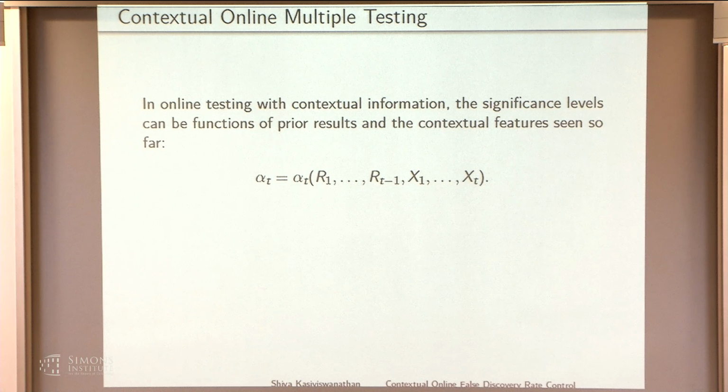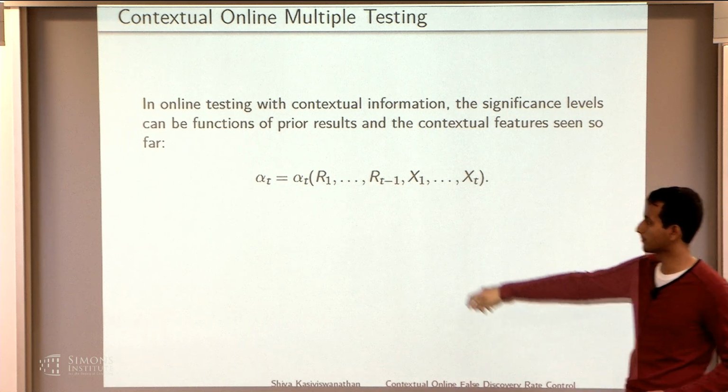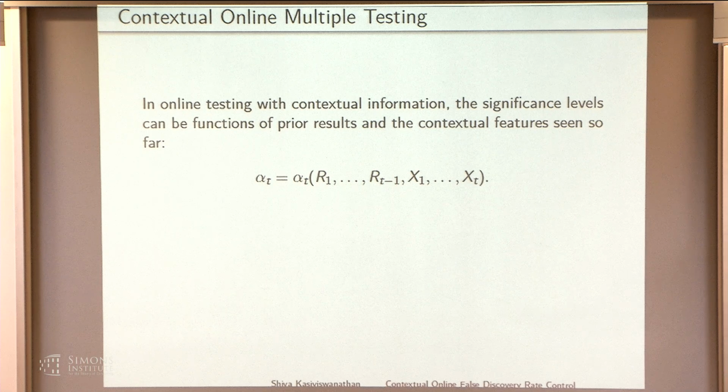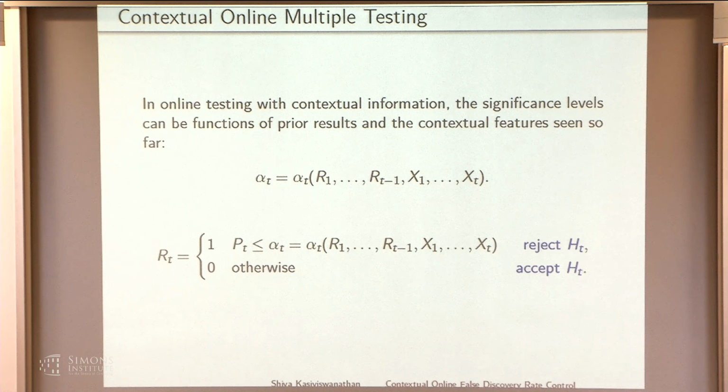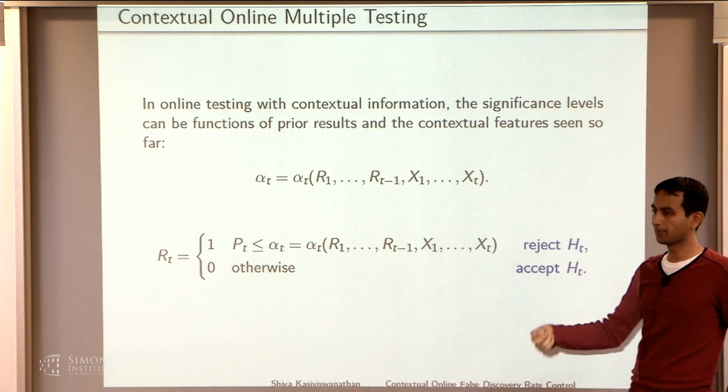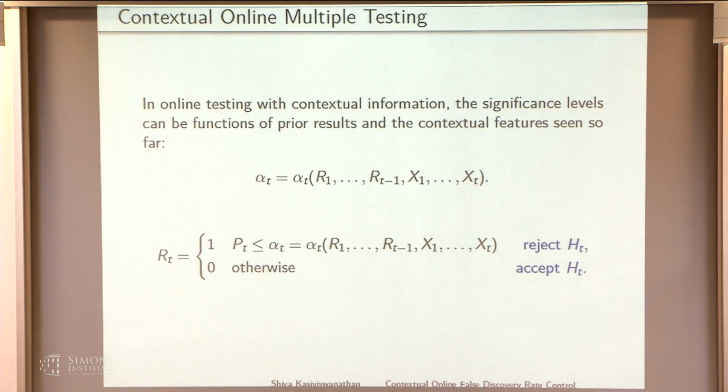What changes is that now your alpha_t, the significance level at each time step, is a function not only of your previous rejections, but also of the contextual information. So you have this x vector coming up every time, and your alpha_t is defined as a function of all these things. But the rest remains the same: you define your alpha_t, and then you check with your p_t, and if p_t is less than alpha_t, you reject, otherwise you accept.